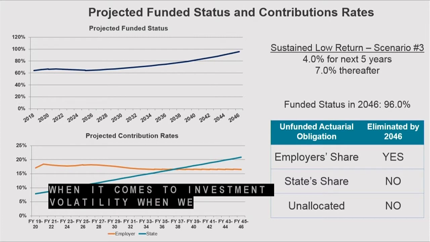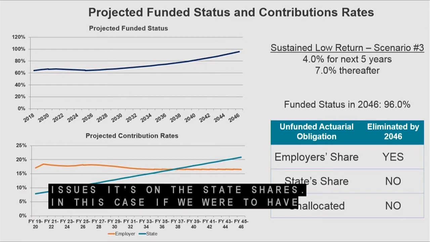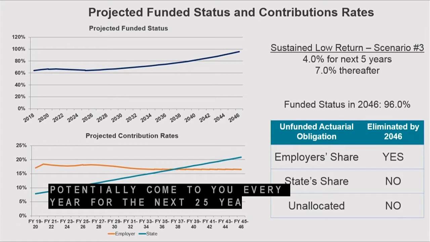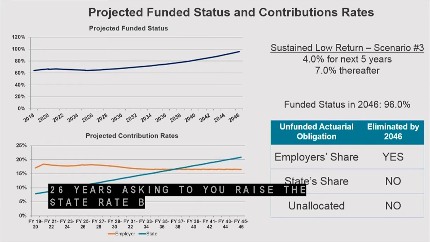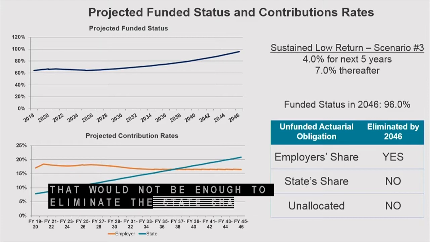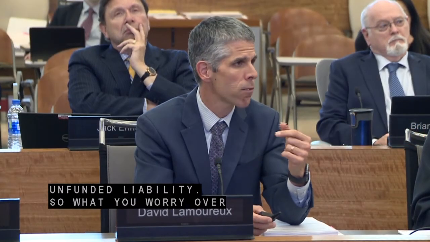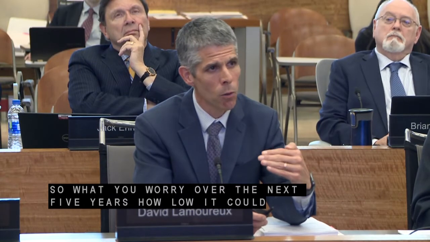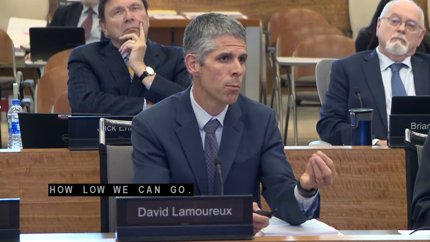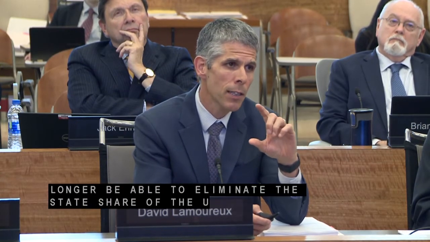So you can see in this case, if we were to have 4% for the next 5 years, we would potentially come to you every year for the next 25 or 26 years, asking you to raise the state rate by the maximum allowed by statute of 0.5%, and that would not be enough to eliminate the state share of the unfunded liability. So if you're worried about how low it could go over the next 5 years before we have issues, 4.5% is how low we could go. Below that, we will no longer be able to eliminate the state share of the unfunded liability.